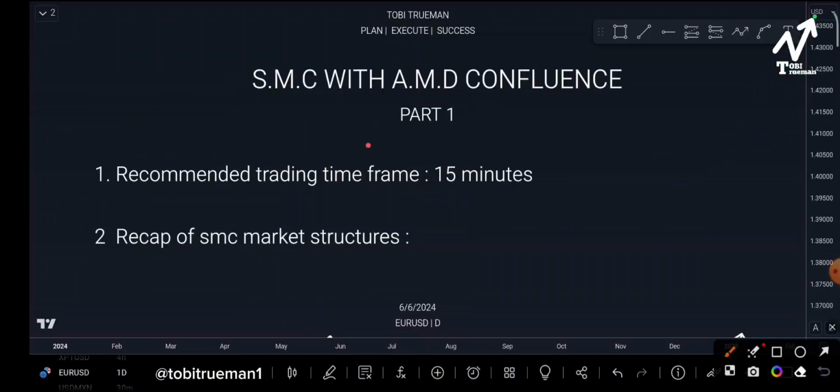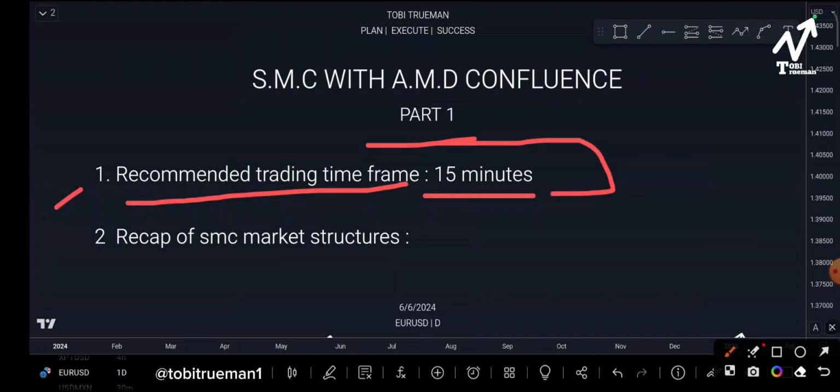So in part 1, number 1, what we'll be looking at is the recommended trading time frame. As a day trader, by backtesting, you see that on the 15 minutes time frame, price tends to give a lot of price action, a lot of entries. That is the major reason we are using AMD as our confluence, because if we go with SMC market structure alone, the market structure that will happen with Smart Money Concept, we may have a lot of losses, and our wins and losses may not be consistent. So we just want to make everything logical. So we are going to stick with what?